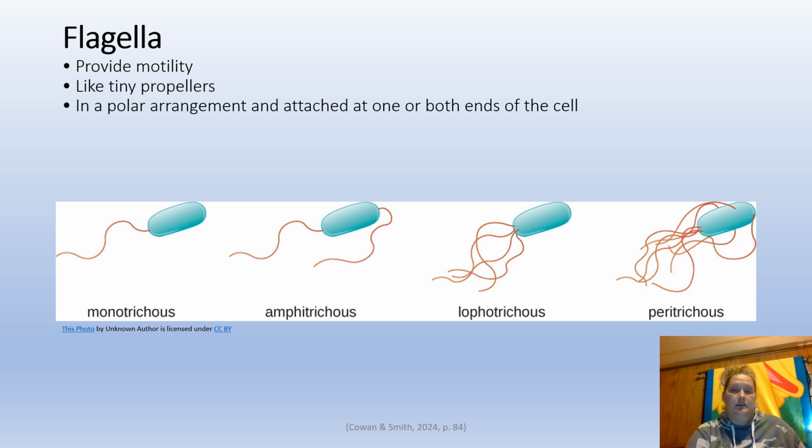Monotrichous, amphitrichous, lophotrichous, and peritrichous, right there in the diagram. You can see which one's which. Mono means one, which is one tail. Amphitrichous has the two. Lophotrichous, a bunch from one end, and peritrichous means that it's coming from all around.